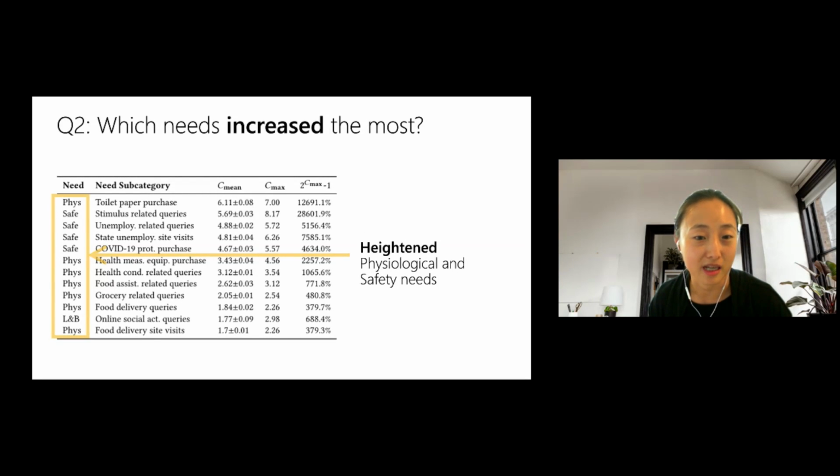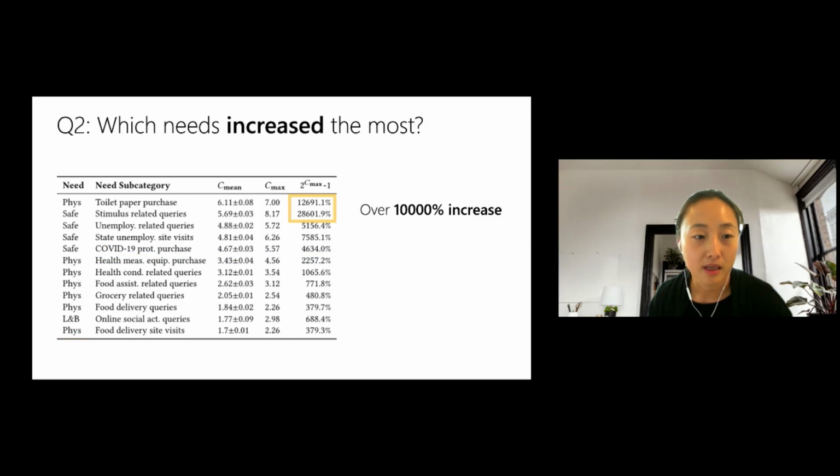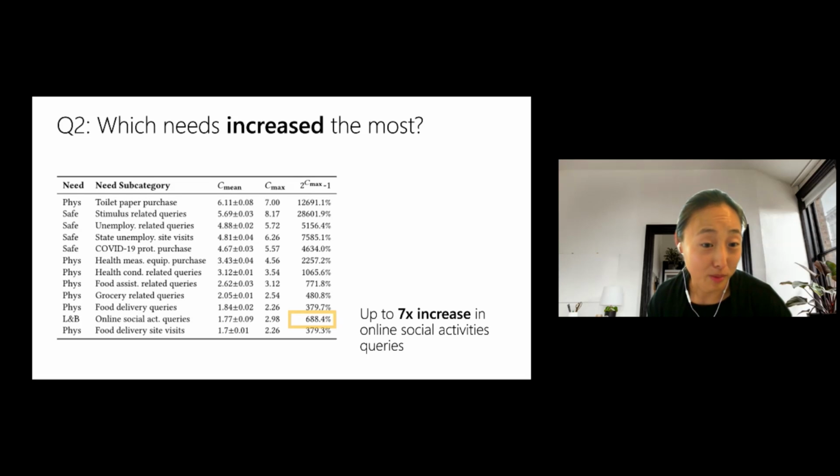When we look at the top 12 needs subcategories that increased the most, we see that most of them are physiological and safety needs, mostly on food, health, and economic assistance. Toilet paper purchase and stimulus queries reached well over 10,000% in increase, with up to a 7 times increase in online social activity queries.